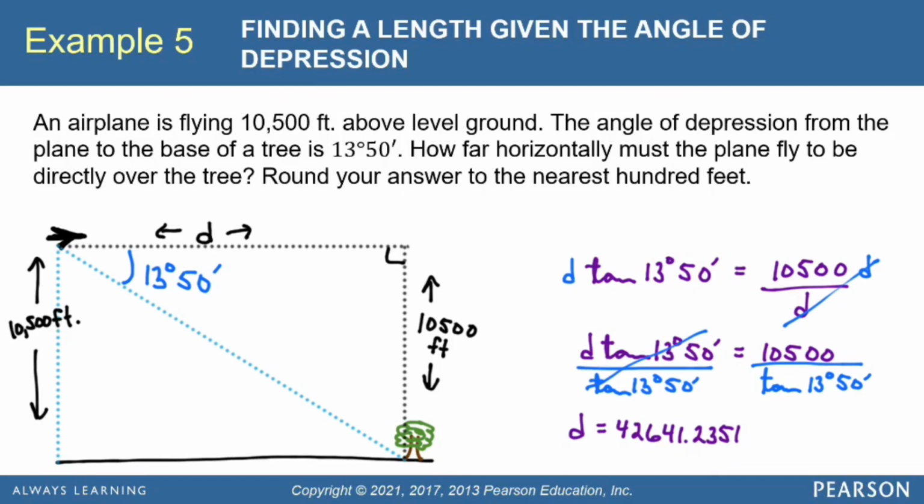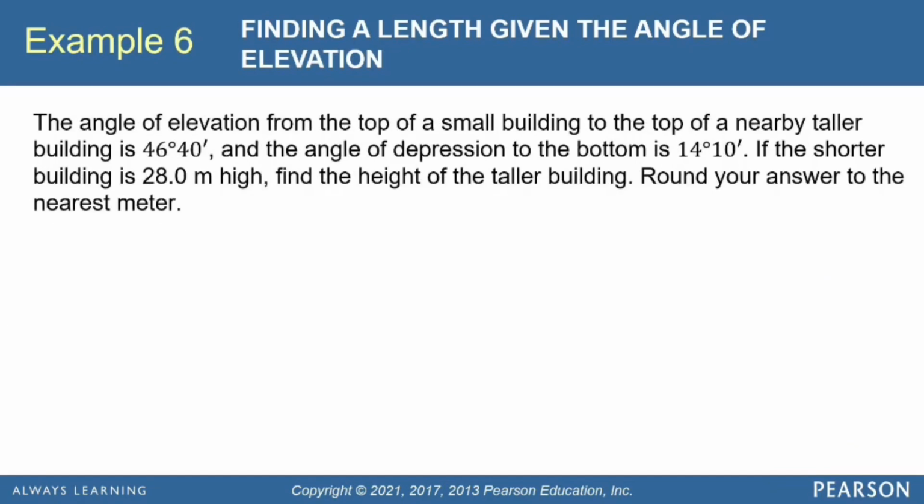42,641.2351. But remember that they said round your answer to the nearest 100 feet. Now the hundreds place is right here, 42,600, so this is the hundreds place, and we want to round to the nearest 100. So we look at the next digit. It's not big enough to make the 6 change to a 7, so we'll leave it a 6, and our final answer is going to be approximately 42,600 feet.